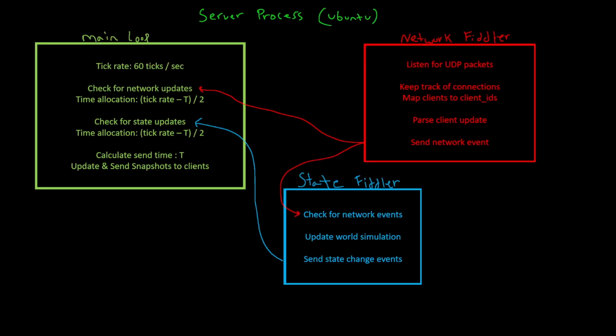Now we can take a look at the server process, which is currently targeting Linux and running on Ubuntu. On the left, we have the main loop, which has a tick rate of 60 ticks per second, so we'll call it 16 milliseconds. Within each tick, we want to check for network updates, which come across this channel. A channel is a one-way communication between threads. The main loop, the network fiddler, and the state fiddler are all on their own thread. I'm not doing this because of any sort of pre-optimization. It's more just to separate concerns and help organize things a bit.